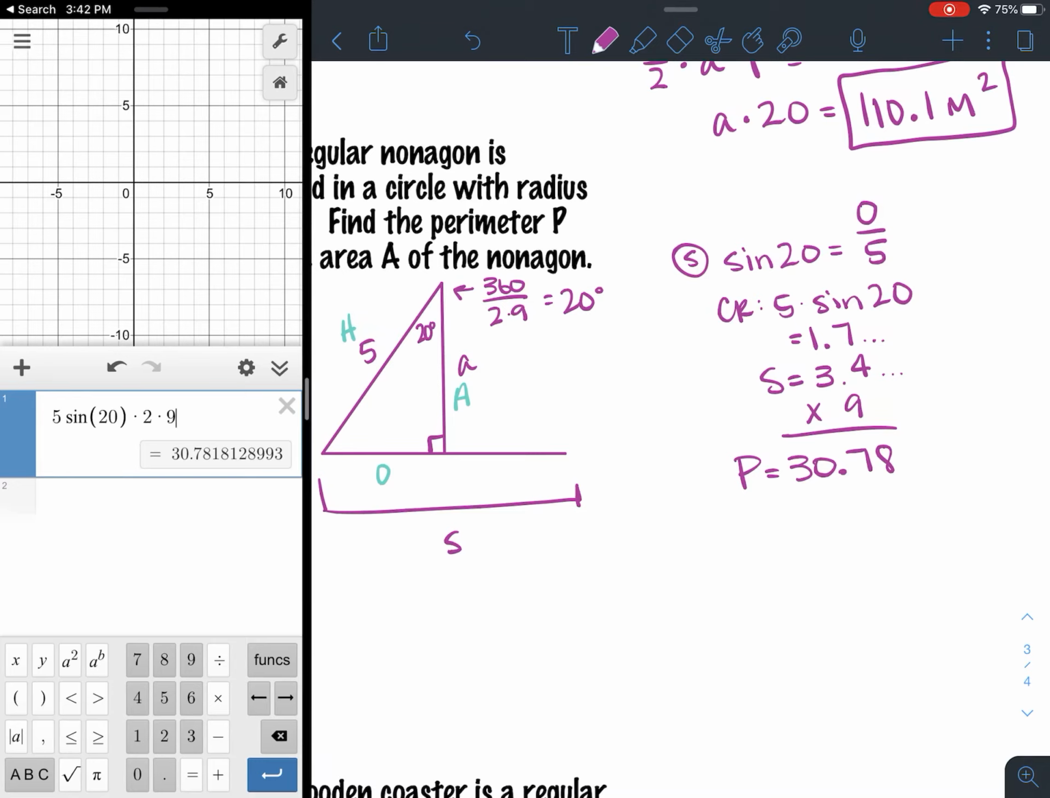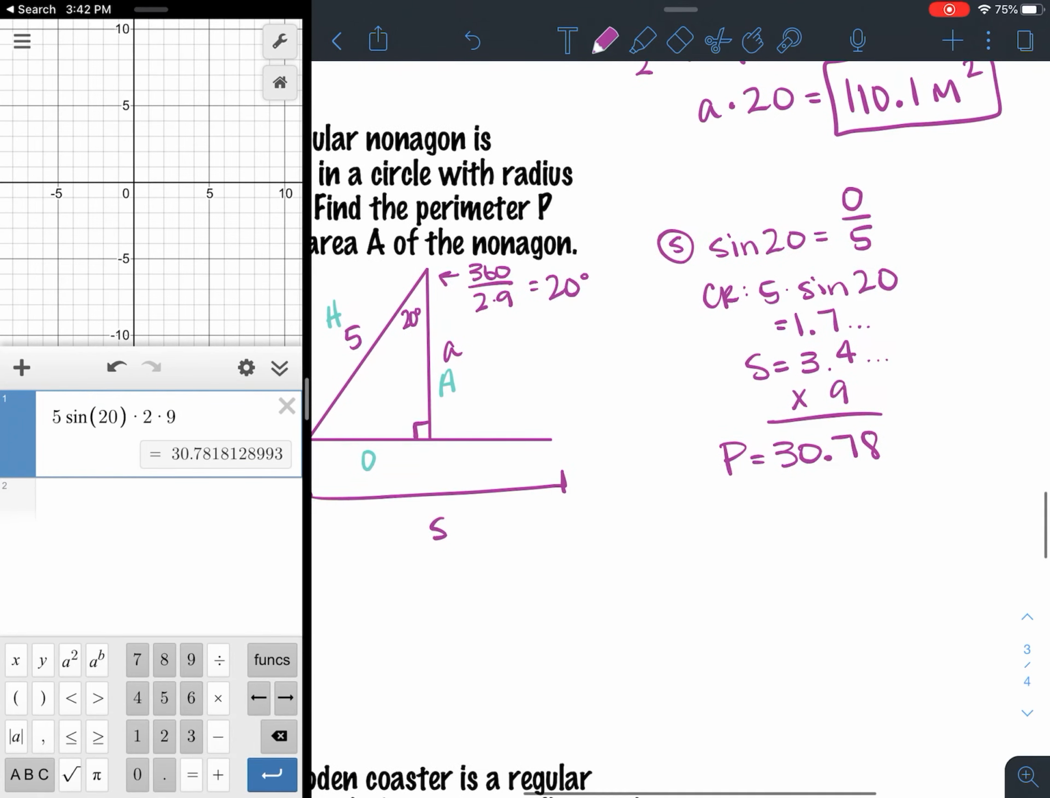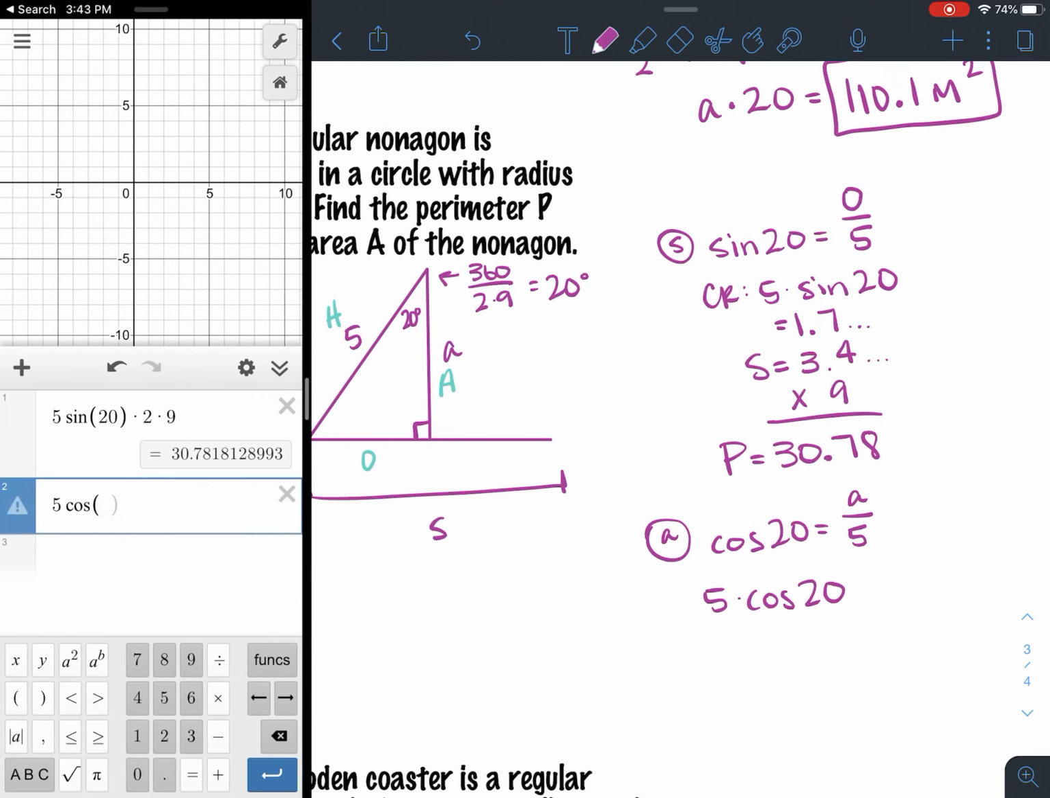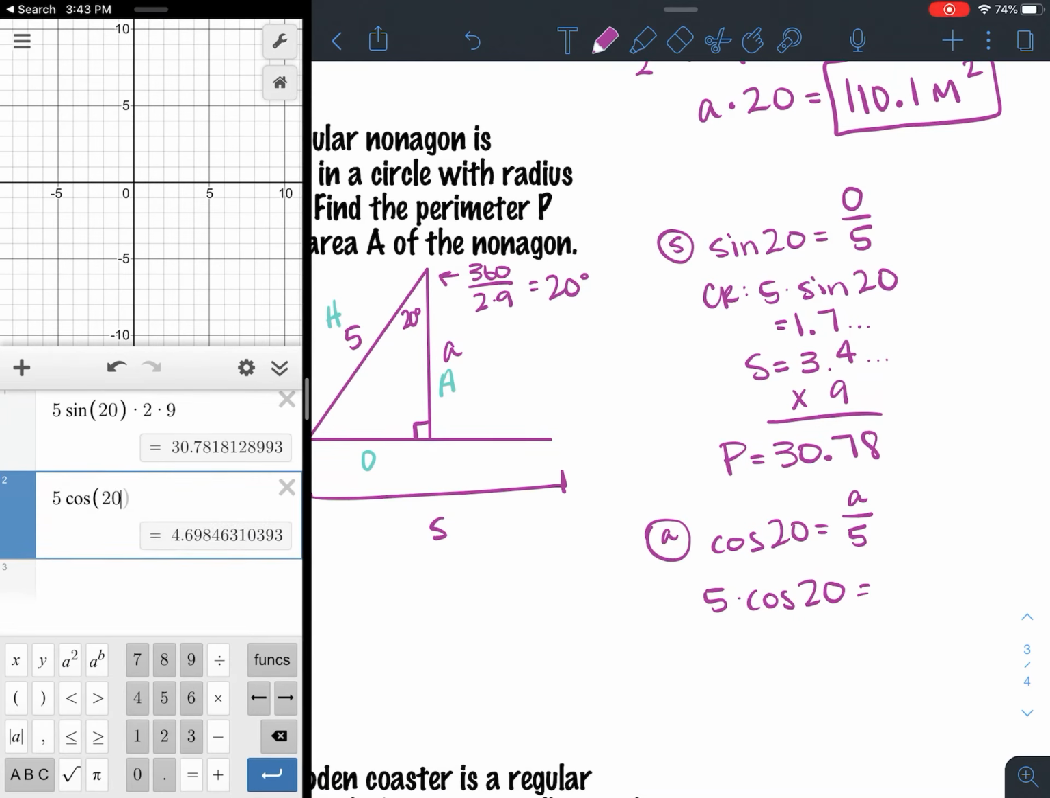And now if we work through our apothem, I have the adjacent and the hypotenuse, so that will be my cosine. So the cosine of 20 is equal to the adjacent A over the hypotenuse 5. So I'm going to have 5 times the cosine of 20. 5 cosine 20, which is about 4.70 if I round that to the nearest hundredth.